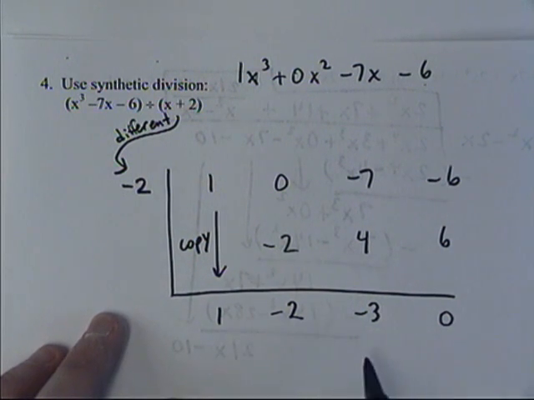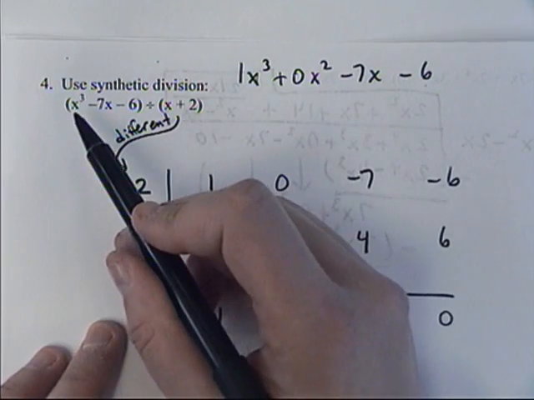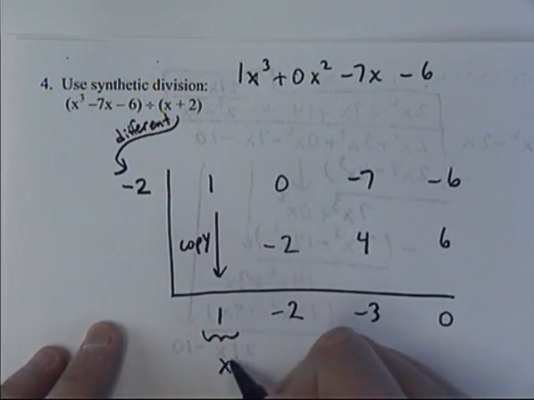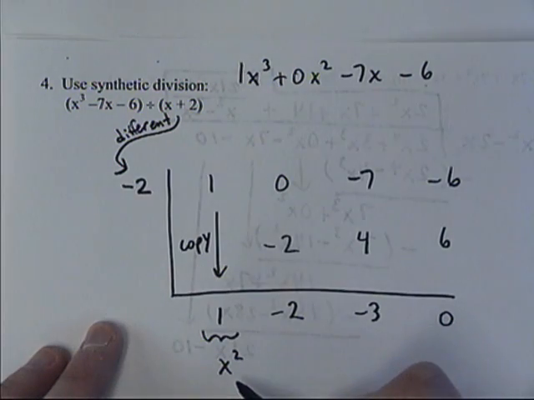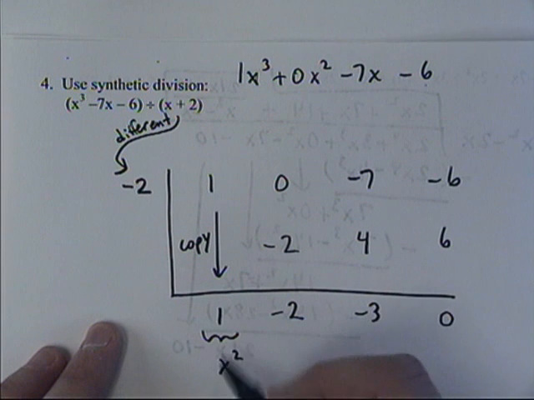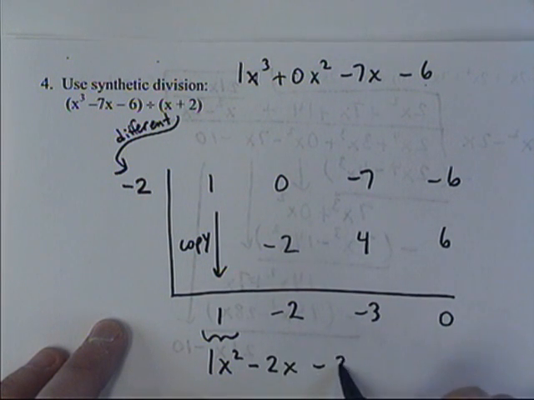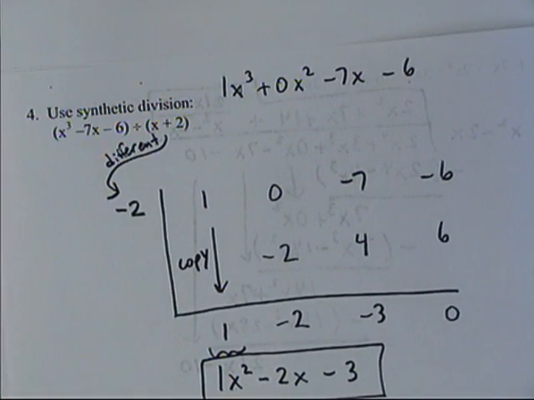So what is this answer? Well, basically what we just did is we divided x into an x to the third, which should give us an x squared, right? X goes into x to the third, x squared times. So we know that this first power has to be x squared. So that would be 1x squared. The next power down from that would be x, so it's -2x. And the next power down from that would just be the regular number. So that's our answer for number 4.